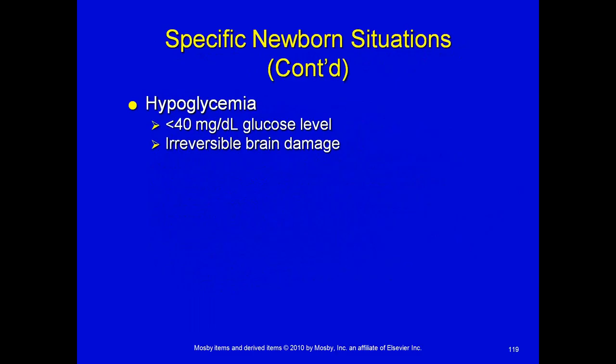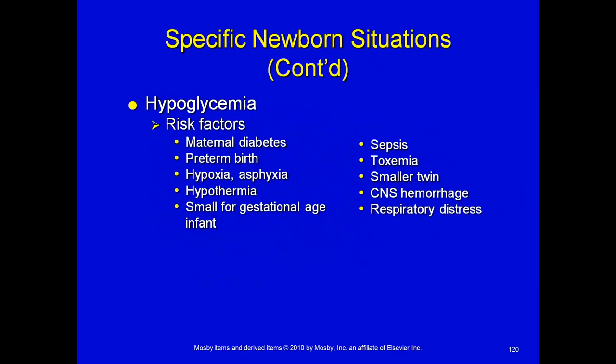Hypoglycemia, by definition, is a blood glucose level less than 40 milligrams per deciliter. We often use 60 in the adult population, but they use less than 40 in the newborn as hypoglycemia. If allowed to continue, hypoglycemia will lead to irreversible brain damage. Some risk factors for hypoglycemia include if the mother had diabetes, chances are the infant may as well. But in that particular case, if the infant is born with low blood glucose, as the mother managed her diabetes, that's one thing. If the infant has diabetes, that's a disease of high blood sugars, not low blood sugars.